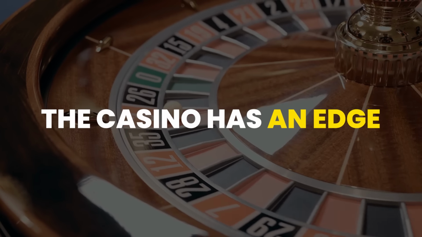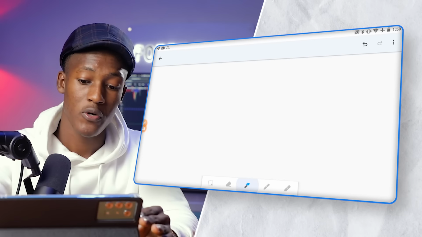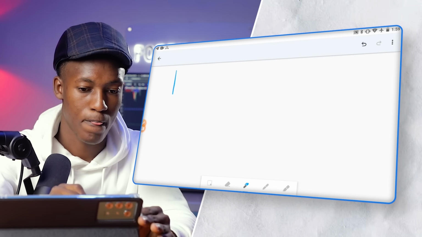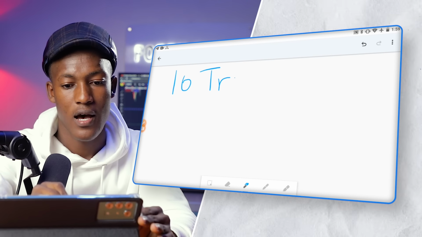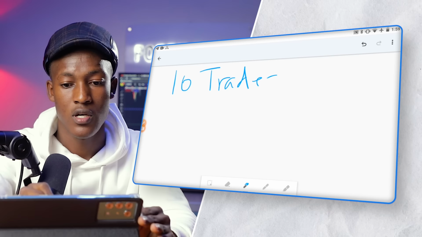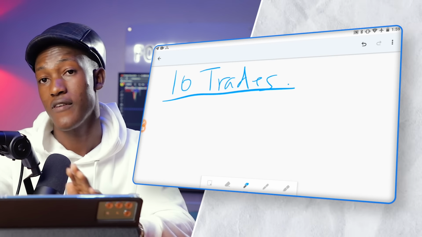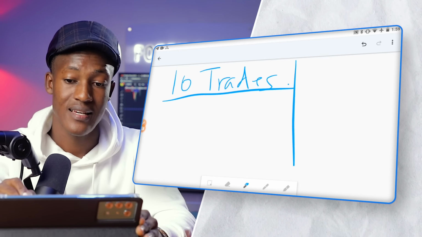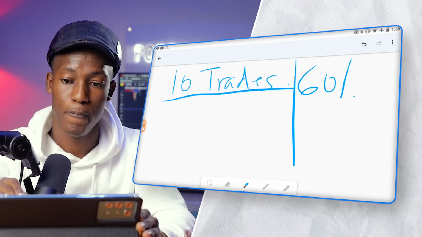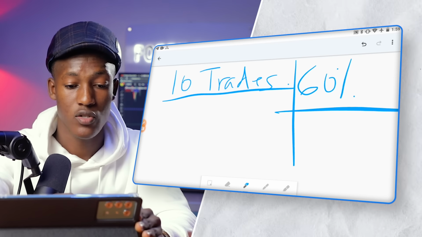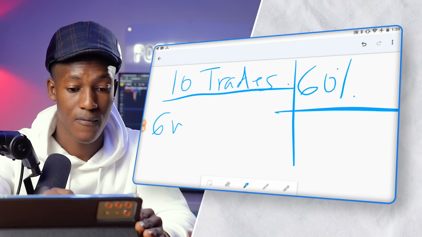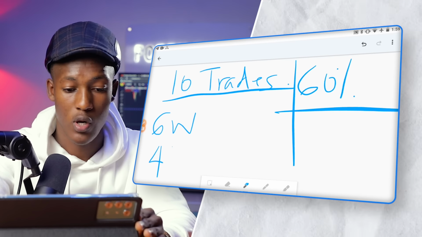The casino has an edge, and you should have an edge. So let me show you how this happens. I'm going to do an illustration of how this actually happens and how you can actually use it to your advantage. Okay, so we are going to take a sample of 10 trades. And now here's what happens. So when you take trades and you have a trading strategy, let's say that has 60% win rate, right? So that means out of 10 trades, you have 6 winners and then 4 losses.